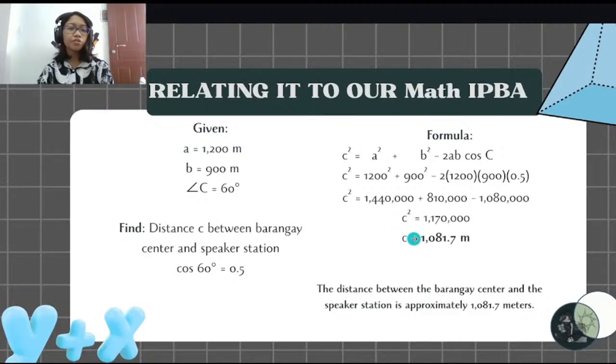Get the square root of both sides of the equation to derive the value of C. Thus, C is approximately equal to 1,081.7 meters, the distance between the barangay center and the speaker station center.